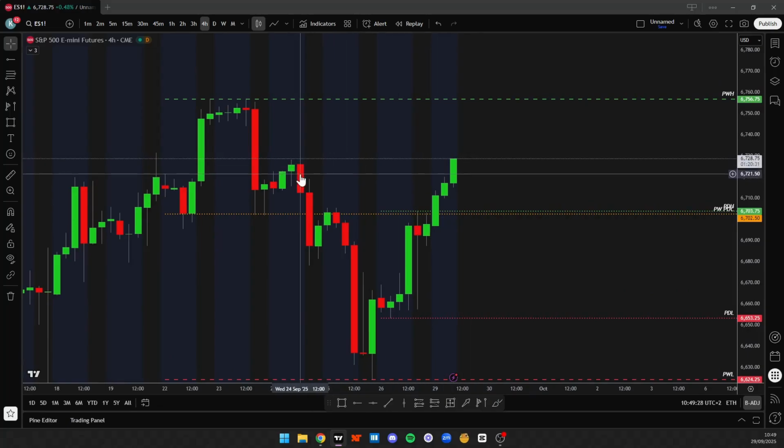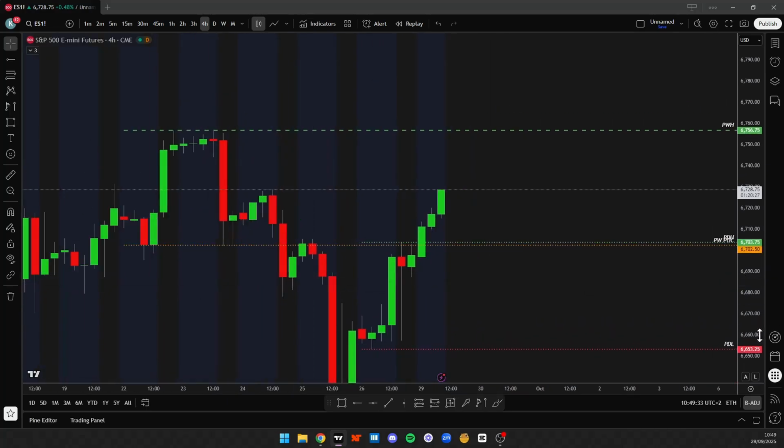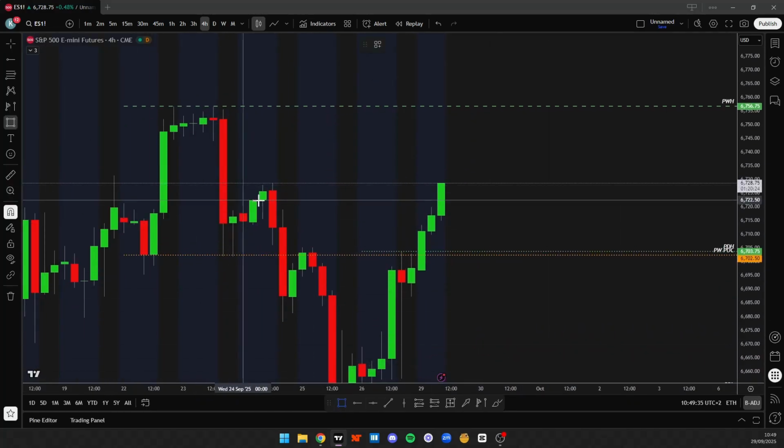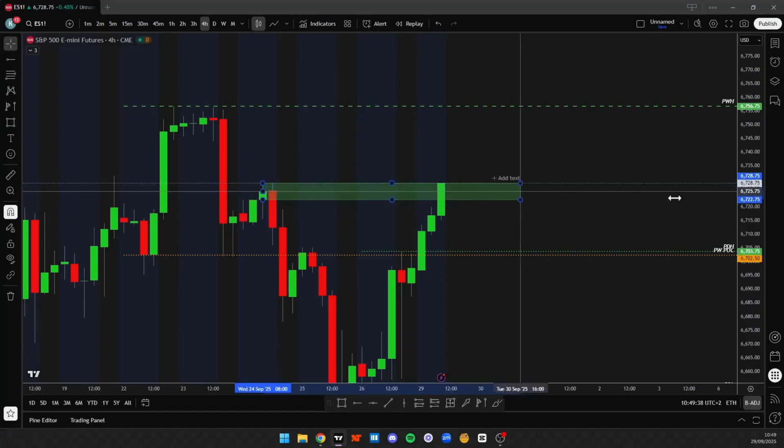It is an engulf. There's a lot of follow through. There's a lot of break of structure. So this could potentially be a good supply level to be looking at. And price obviously is in there right now.